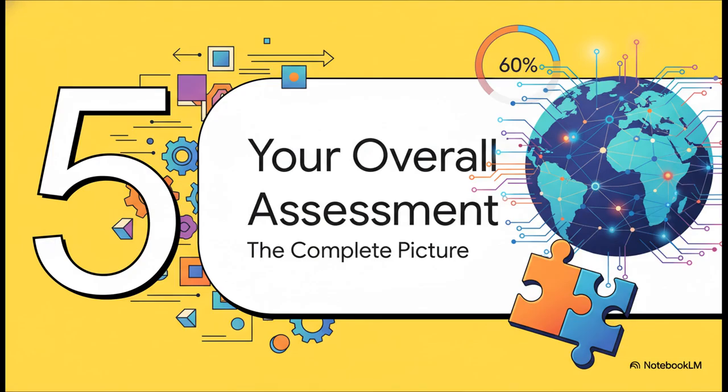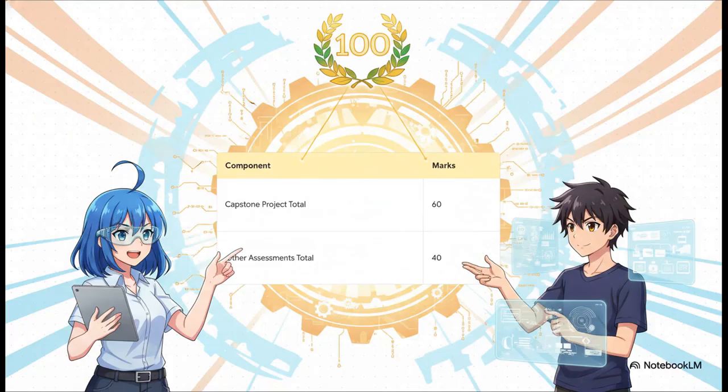All right, let's wrap this up by zooming out to the complete picture, your overall assessment. We've talked about the 20 marks for the stages and the 40 for the final. So where does that 60-mark total fit into the whole course? And here it is, the bottom line. The capstone project, when you add up the continuous assessment and the final defense, is worth a massive 60 out of 100 points for the entire course. Let me just say that again. 60%. So yeah, it's safe to say this is without a doubt the most important thing you'll work on.